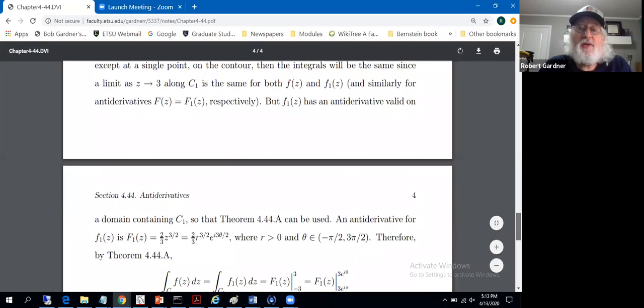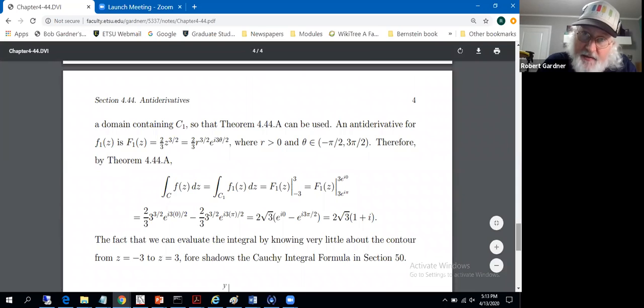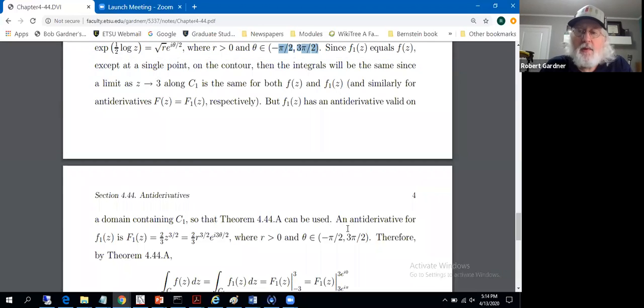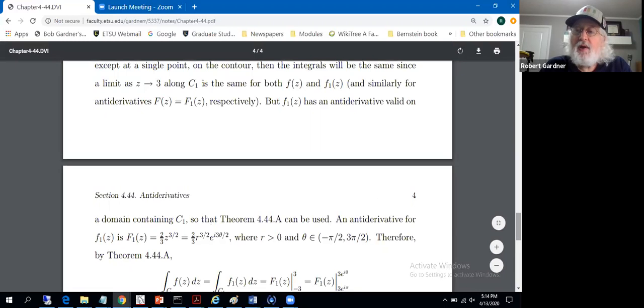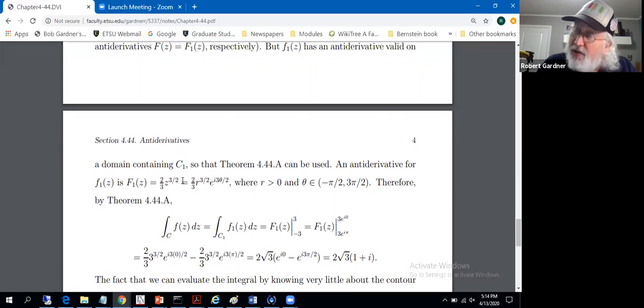The advantage of this new branch of the logarithm is we can find an antiderivative that's valid on a domain that contains C sub 1. And we're getting the exact same values out of the function, the branch of the square root, except at one point. Oh, well, if we can find an antiderivative that's valid along that contour, we can use theorem 4.44.a. An antiderivative of z to the 1/2, you wouldn't be surprised to learn, is 2/3 z to the 3/2, but I need to tell you what I mean by z to the 3/2 because that's a branch function as well.